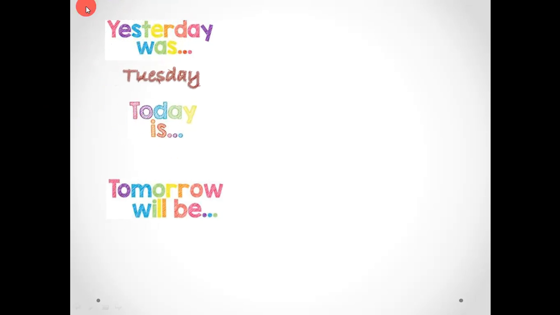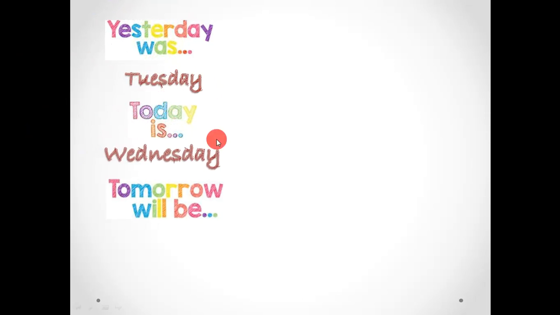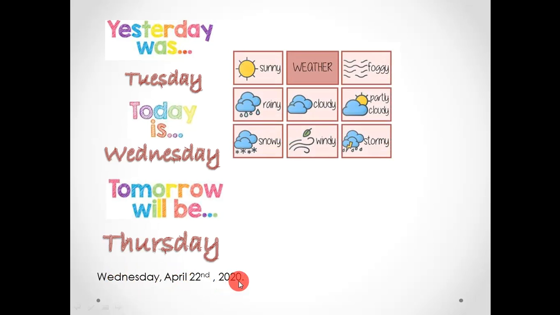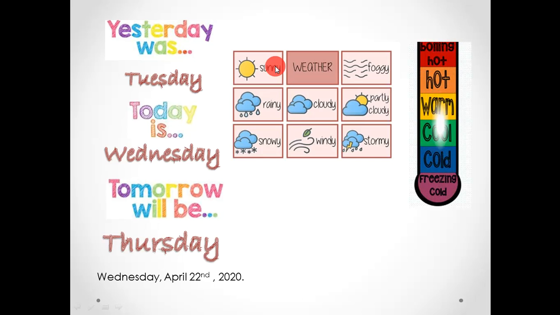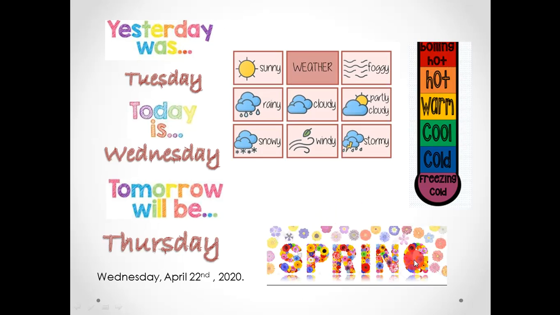Yesterday was, where is it? Tuesday. Today is Wednesday and tomorrow will be Thursday. Our date is Wednesday, April 22nd, 2020. The weather is, well, sunny, sometimes windy, a little bit in the morning, and sometimes cloudy, but the majority of the day is sunny. The temperature is still warm, hot, and booming hot. So I hope that we have fresh days, cool days, but I don't think so. And the season is spring.